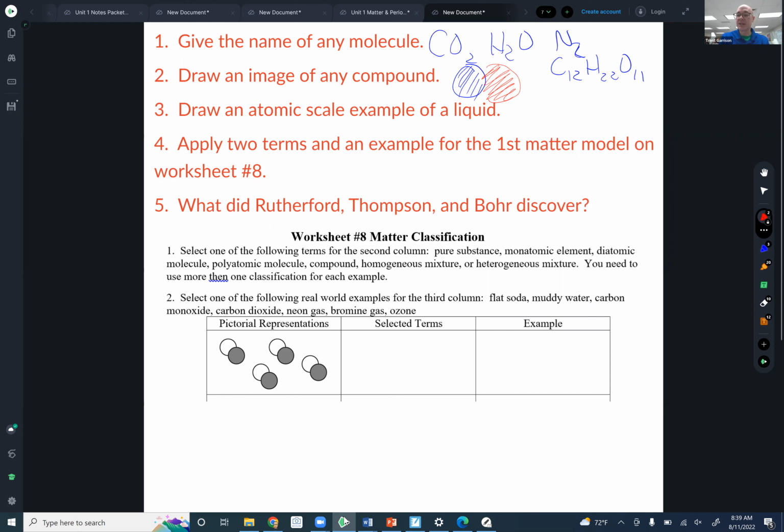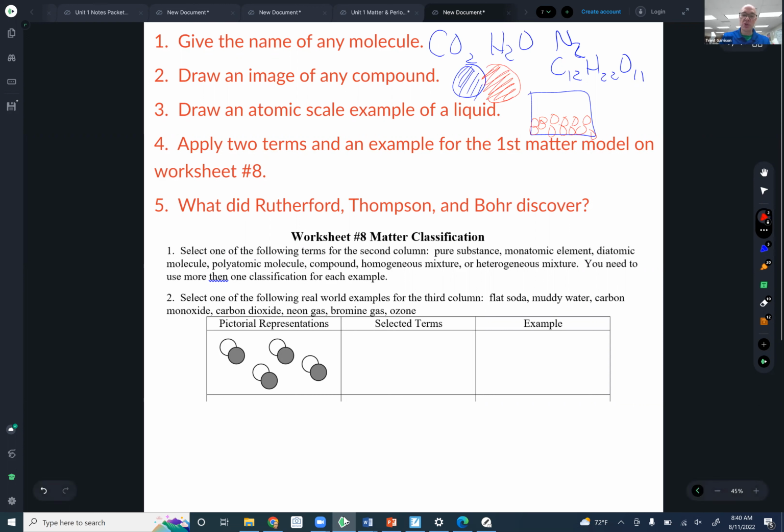Atomic scale of a liquid. So now on a liquid, we need to be able to make certain that we understand that gravity has an effect on it. It's holding it down, and that these atoms are close together. They're not far apart, and they're not in a fixed arrangement like in a solid with a crystalline structure.